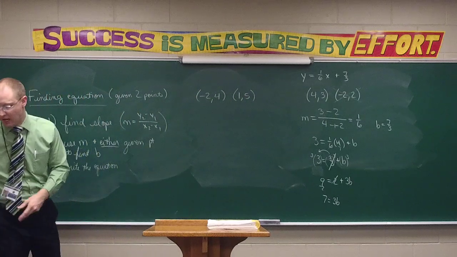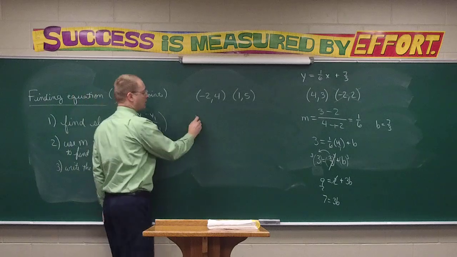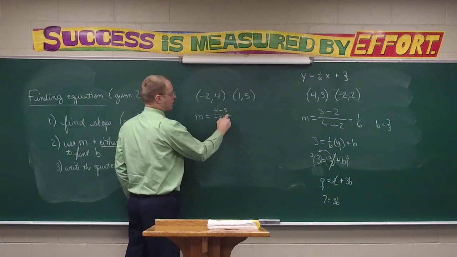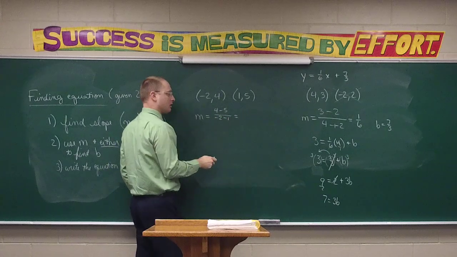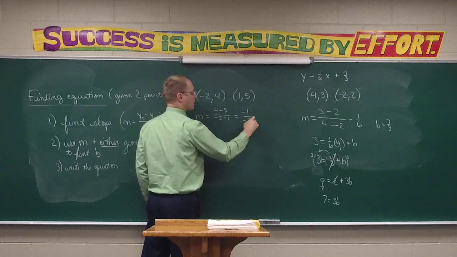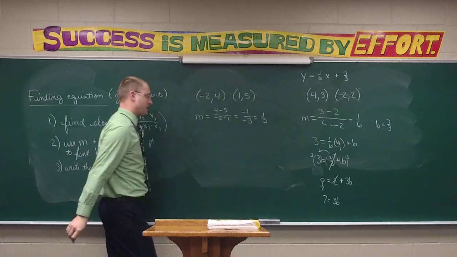And let's go to Kendall as we finish up our back row people here. And Kendall, what do we do first? You find the slope. And so you do 4 minus 5, and then -2 minus 1. And then you get -1 on the top, and then -3 on the bottom. So really, 1/3, because the 2 negatives would cancel.